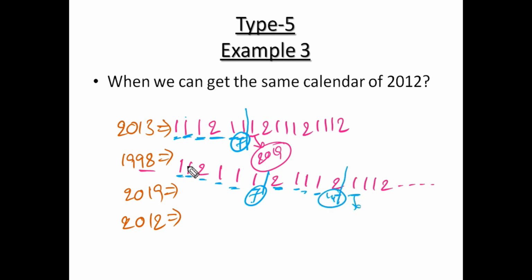What is that year? 1998, 99, 2000, 2001, 2, 3, 4, 5, 6, 7, 8, 9. 2009. The 2009 calendar and the 1998 calendar are both the same.